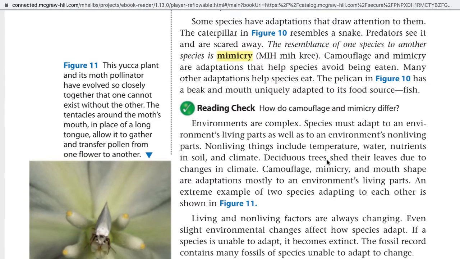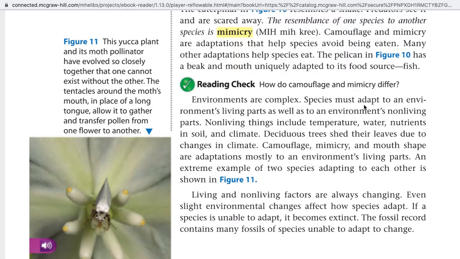Possibly. Alright, environments are complex. Species must adapt to an environment's living parts as well as to an environment's non-living parts. Non-living things include temperature, water, nutrients and soil, and climate.